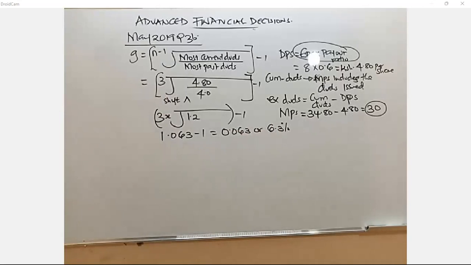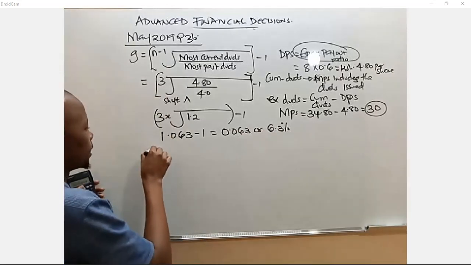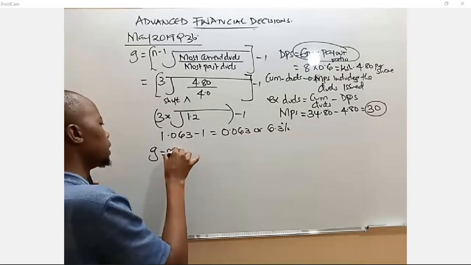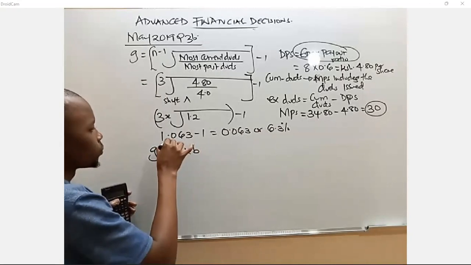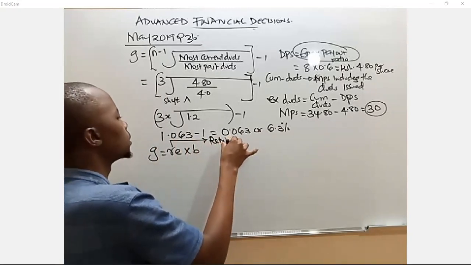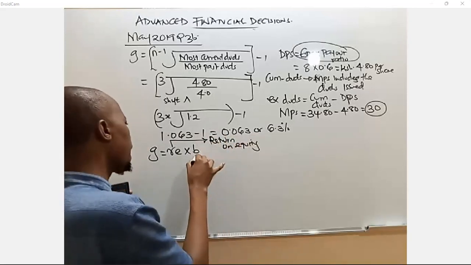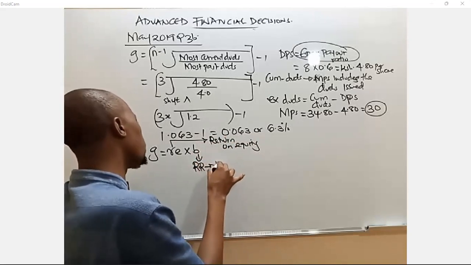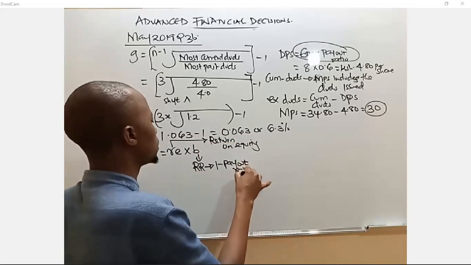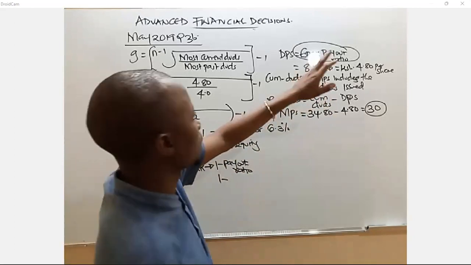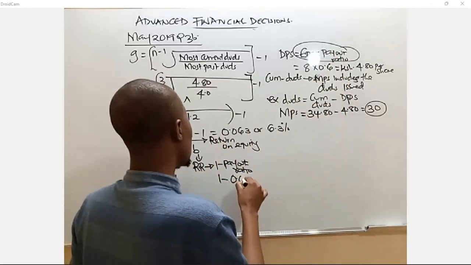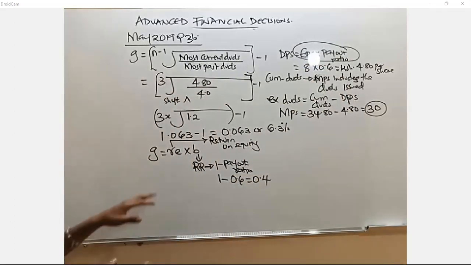After we get that 6.3%, I want to get something regarding the return on equity, as required by the question. Let me use the second formula. Remember, we said the growth rate can also be obtained by taking ROE multiplied by the retention ratio. This is what we are looking for, the return on equity. The retention ratio is 1 minus the payout ratio, which is 0.6, getting 0.4.